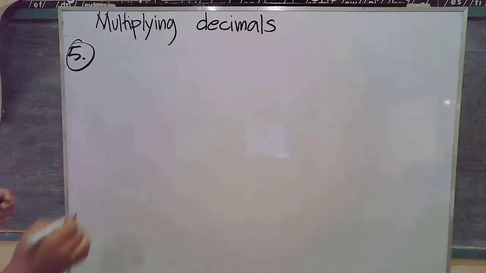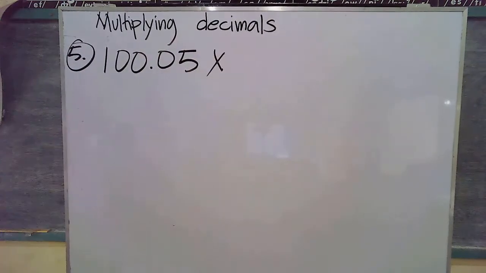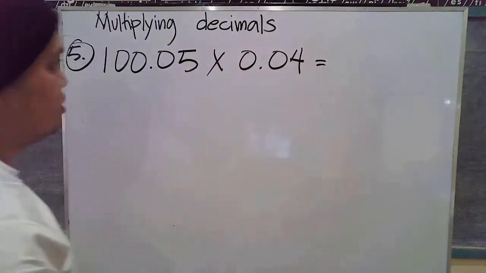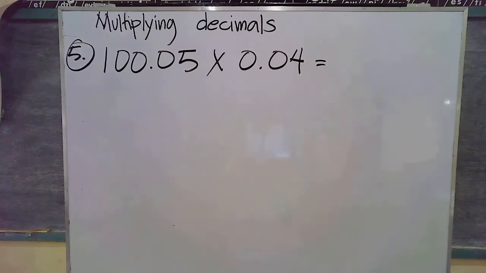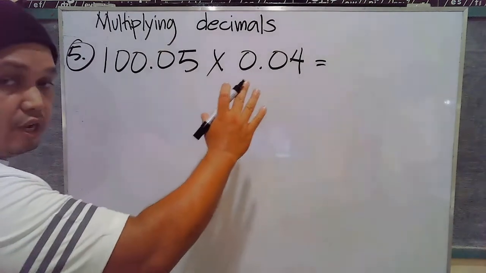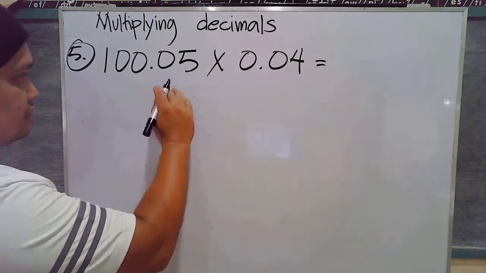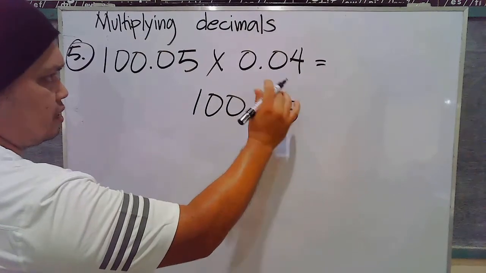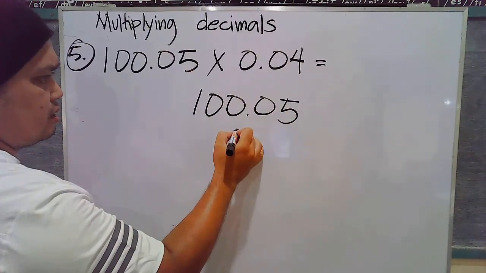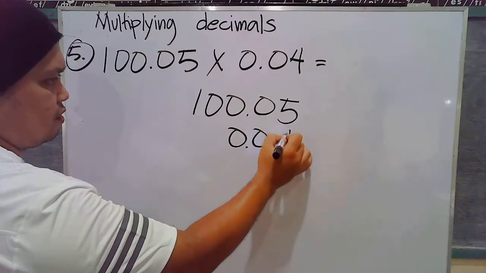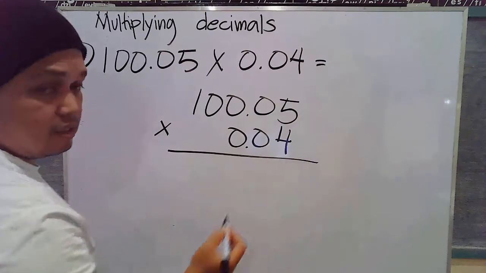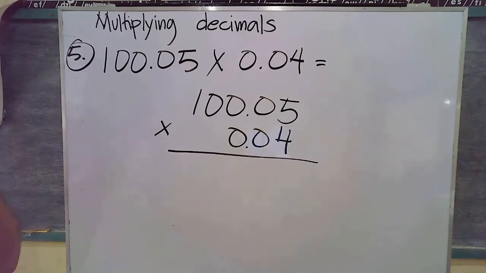We have 100.05 times 8.04. So, how do we answer this? Same procedure. First, let's arrange them into vertical. Okay, copy this. 100.05 and 8.04, multiply. Okay, so the last digits are aligned. And let's multiply this just like whole numbers. Let's start from the right.